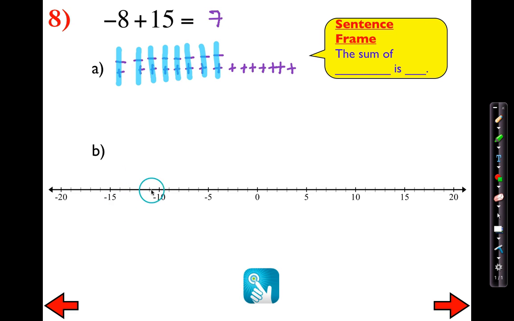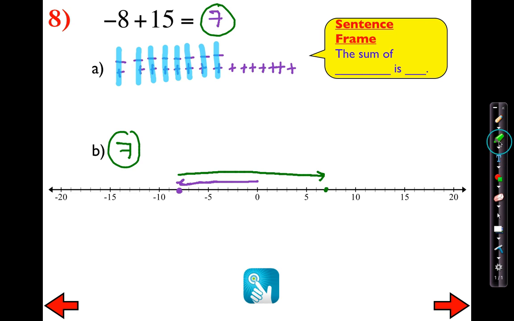Okay, so let's see if we get the same solution with a number line. Starting at 0, we're going to move to negative 8. Here's negative 8. But now we're going to add, meaning we move forward 15. So from there, we move 15. So where did that leave me? Here's 5, 6, there's 7. Notice our answer is still the same.